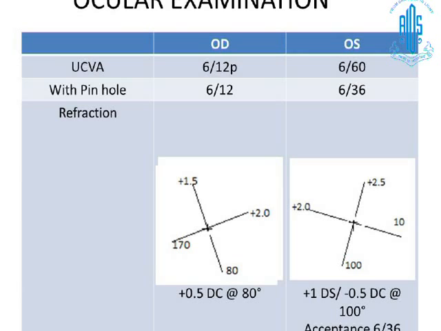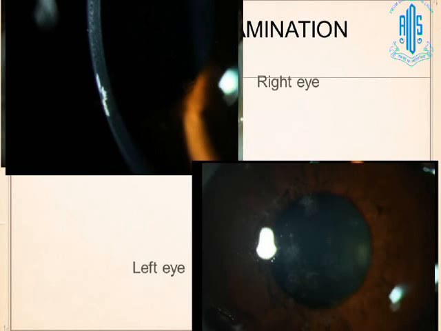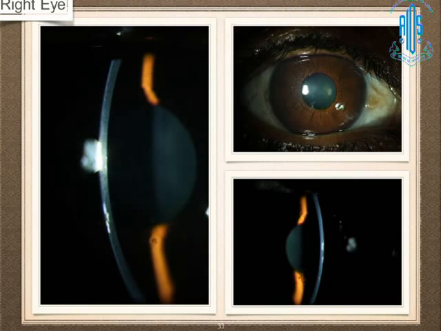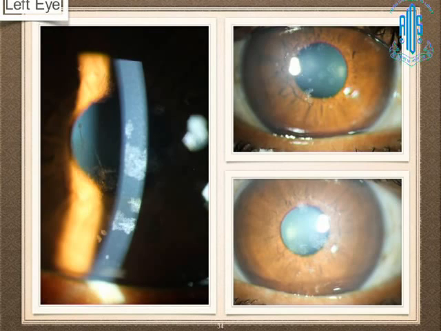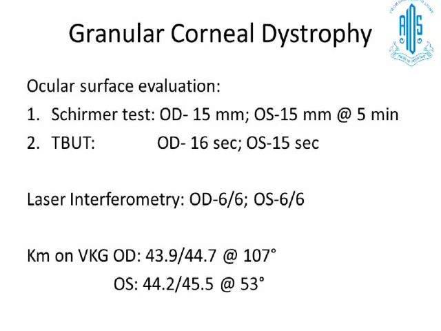She had a vision of 6/12 in the right and 6/60 in the left, and on refraction she had some astigmatism. On clinical examination, she had these superficial opacities in both eyes, which were suggestive of a granular corneal dystrophy. Here you can see the opacities. The opacities in the right eye were more scattered and not involving the visual axis, whereas the ones in the left eye were a little larger and plaque-like and affecting the visual axis. So the diagnosis was a granular corneal dystrophy.